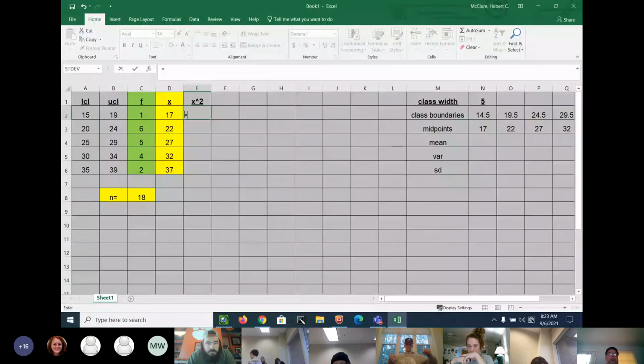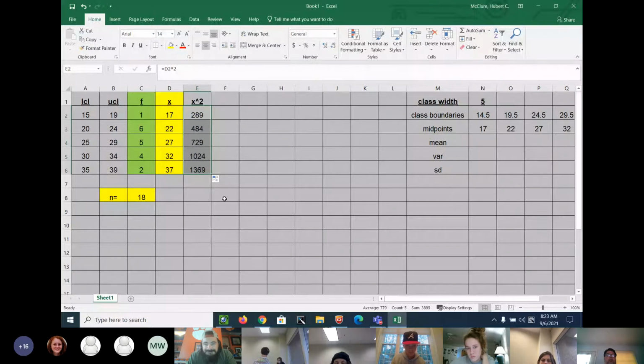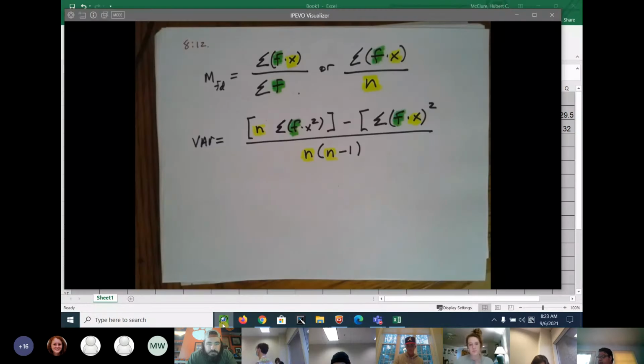That's going to equal this number raised to the second power. And copy that down. And that's yellow also. So now we have everything we need to plug in what?